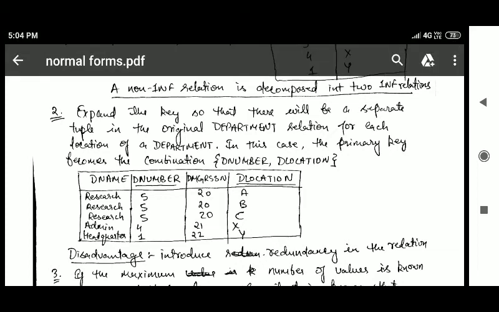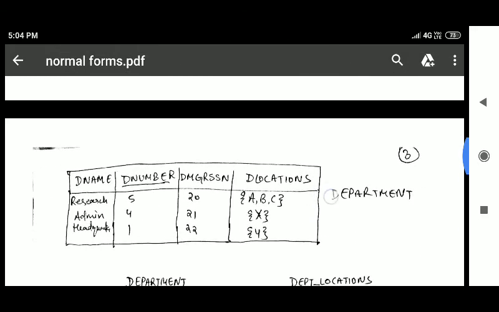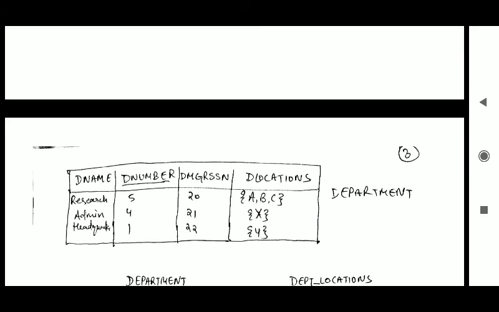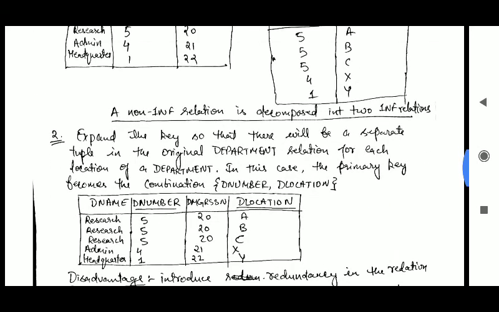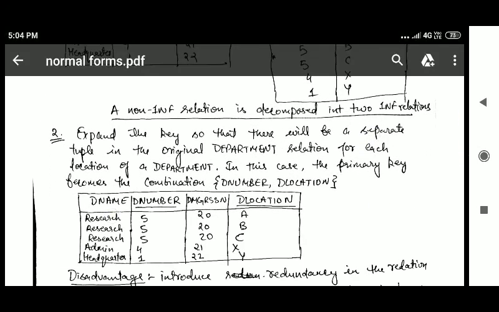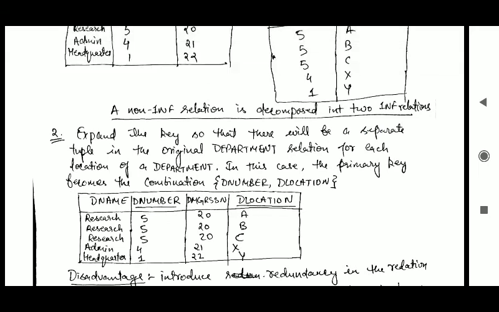So what we have done here, this is the original department relation which is not in first normal form. So what we have done in this case we have expanded the primary key. In this case the primary key is the combination of department number D number and department location D location attribute. And in this case there is a separate tuple in the relation for each location of a department.